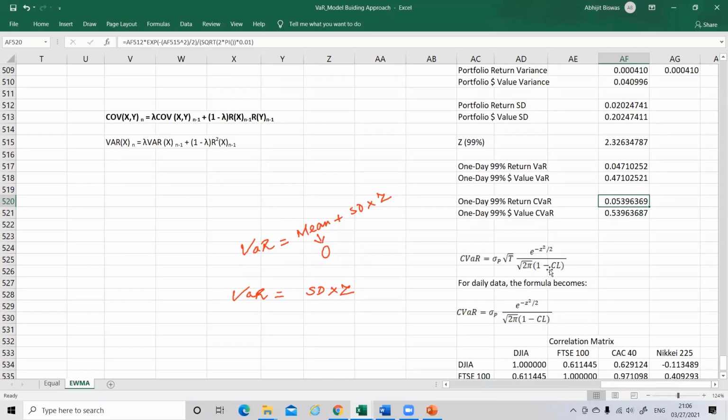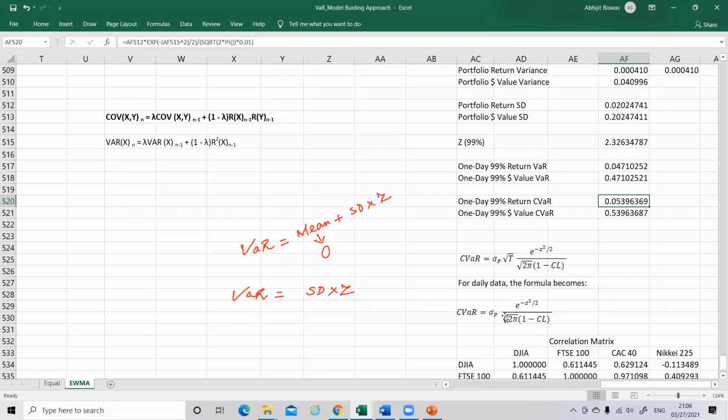I have just modified the formula as per our notation. So this is basically conditional VaR equal to the standard deviation of the portfolio, SD of the portfolio, into square root of T. T is the time. Here we are taking daily data, which means time T is 1, so the square root of 1 is basically 1. For daily data, you can just remove this. That's why in the second line you have written that this is not required for daily data, because it will ultimately become 1. Square root of 1 is 1 only, right?